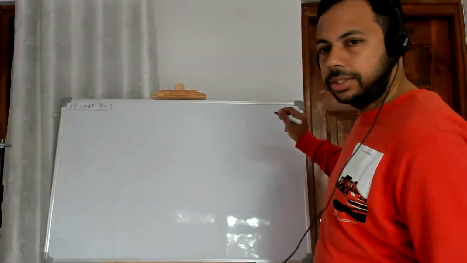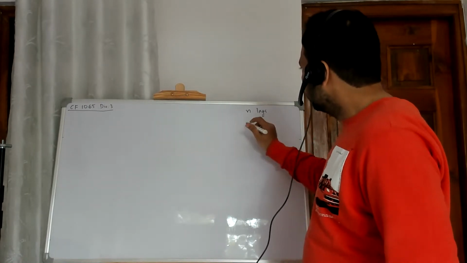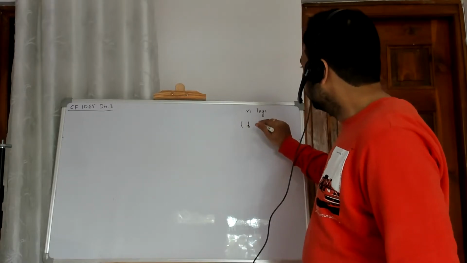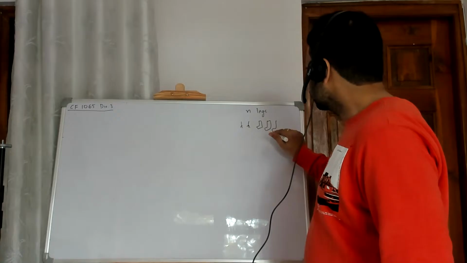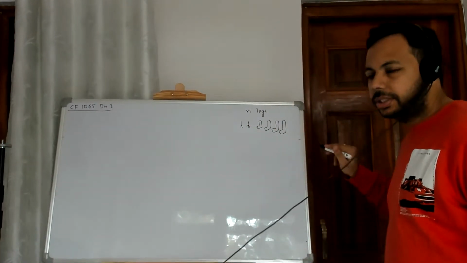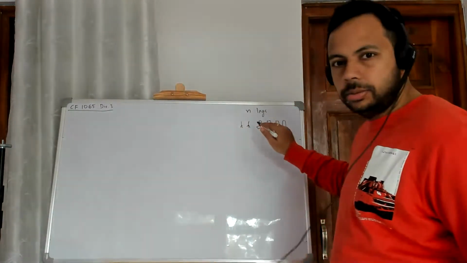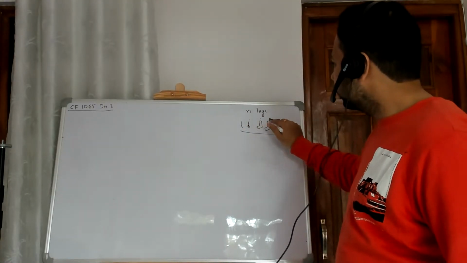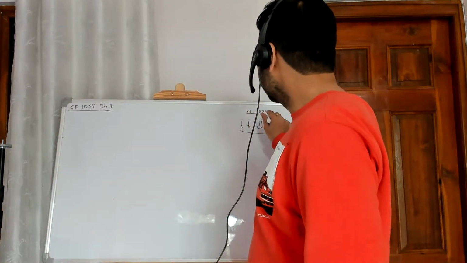Let me draw some legs here. You have n legs in the farm. Let's say this is leg 1, this is leg 2, and some other legs. Count how many legs are there in this image. There are six legs in this image: one, two, three, four, five, and six. So there are n legs in the question.